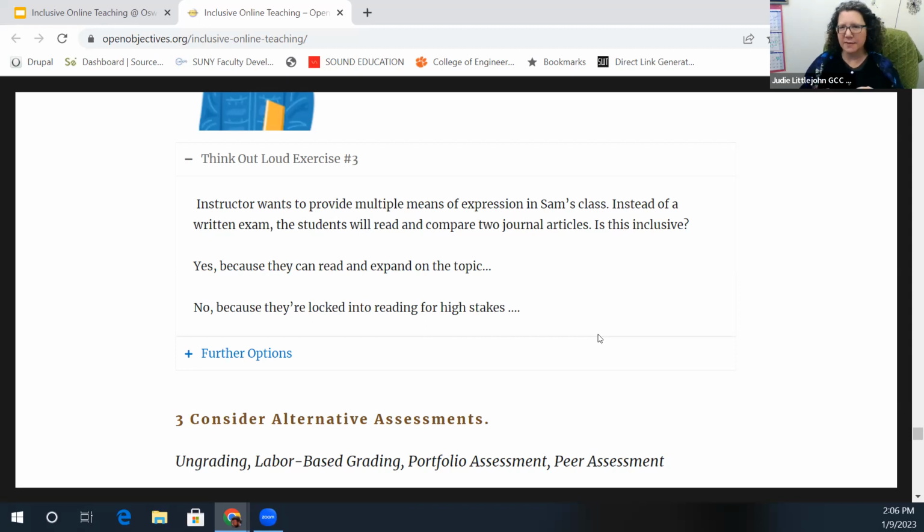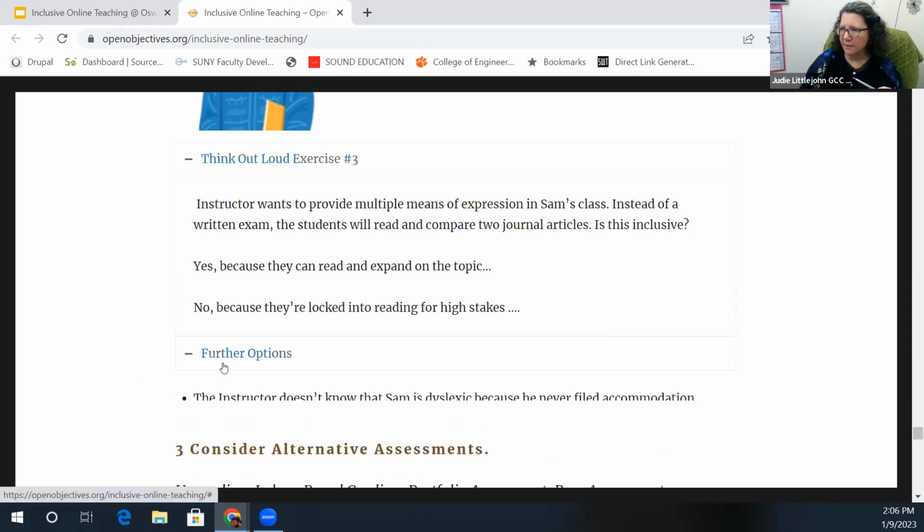We could say yes, because they can read and expand on the topic, or no, because they're locked into reading, the act of reading for high stakes. You could say, is it the act of reading or is it the act of comparing the two articles? But let's do our further options. I think we're all getting tired.